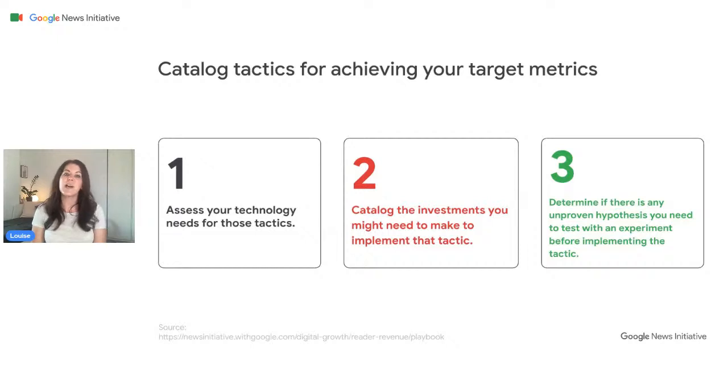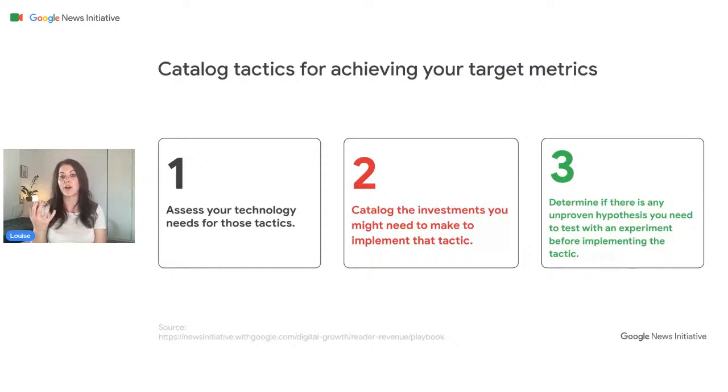So the next step is to explore the options for achieving the target metric. For each of those tactics, it's helpful to think through the following dimensions. Assess your technology needs for those tactics: what you actually need within a technology area within your organization that will meet those tactics and make sure those goals are met. Catalog the investments you might need to make to implement that tactic.